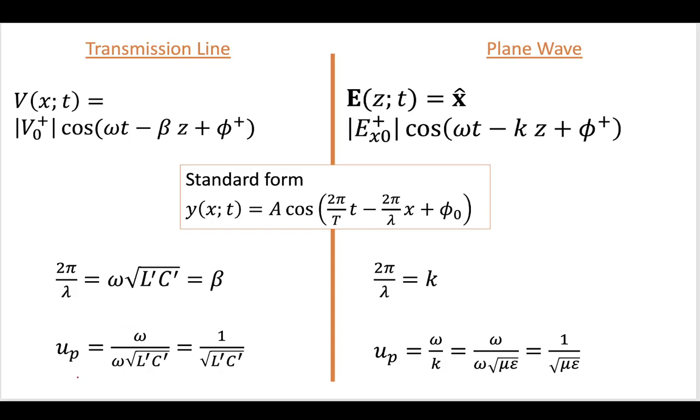So we have some information about the propagation velocity for the transmission line. It's equal to 1 over the square root of L prime C prime, so it's related to the inductance and capacitance of your line. Whereas for the plane wave, we'll say that it's only related to mu and epsilon. And again, we'll keep calling the plane wave's wave number k, whereas on the transmission line, you might continue to call it beta. And both of those, regardless of which one you call it, are related to the frequency.